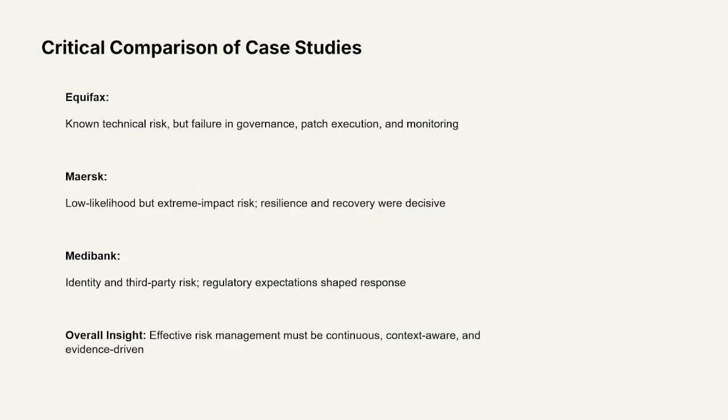So, when comparing the three cases, clear differences in risk management maturity emerge. Equifax involved a technically preventable risk where failures in governance, patch execution, and monitoring allowed a known vulnerability to be exploited. The Maersk NotPetya incident represented a low-likelihood but extreme-impact risk, where prevention was difficult and organizational resilience and recovery capability became the key factor in limiting long-term damage.